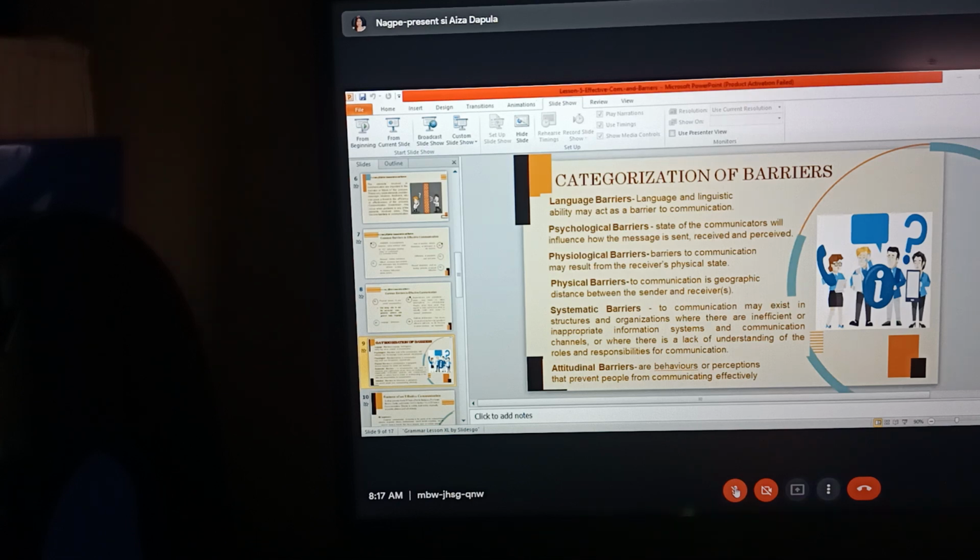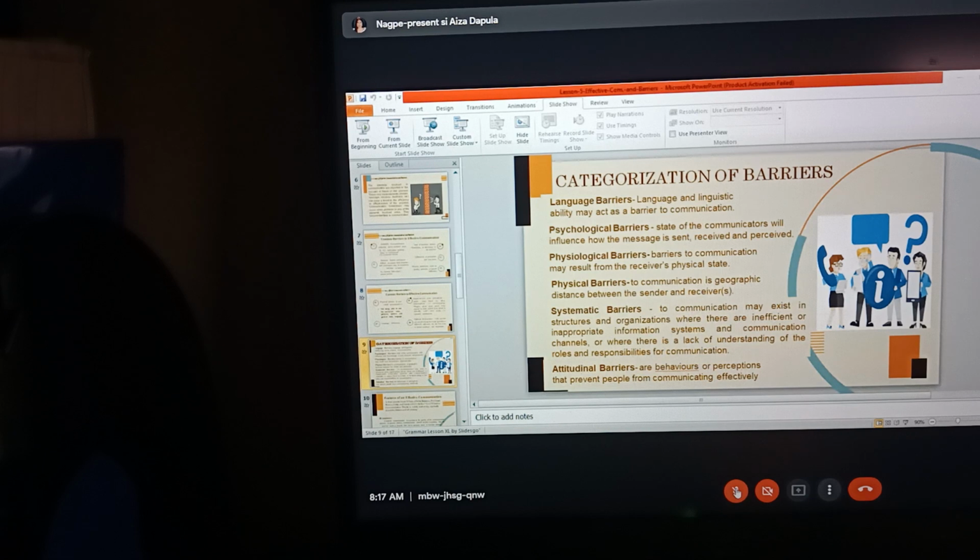Alright, the next one is systematic barriers. Can you read please, Stephanie? Systematic barriers to communication may exist in structures and organizations where there are inefficient or inappropriate information systems and communication channels, or where there is a lack of understanding of the roles and responsibilities for communication. Yes, thank you, Stephanie.